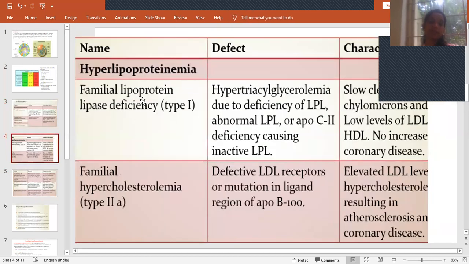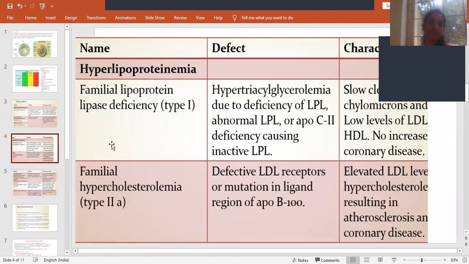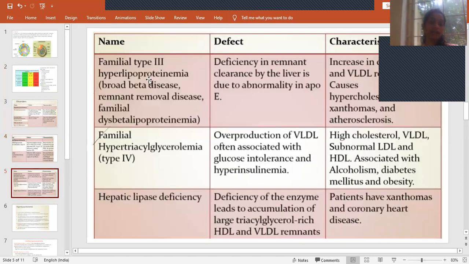And then hyperlipoproteinemias, they are of types 1, 2A, 3, 4, and 5. Five different types are there. In type 1, in the name itself, we have to remember lipoprotein lipase deficiency. And type 2 is due to hypercholesterolemia. This is due to defect in LDL receptors or mutation of the ligand in the ApoB100 region. And here type 3 is hyperlipoproteinemia. This is also called broad beta disease or dysbetalipoproteinemia.